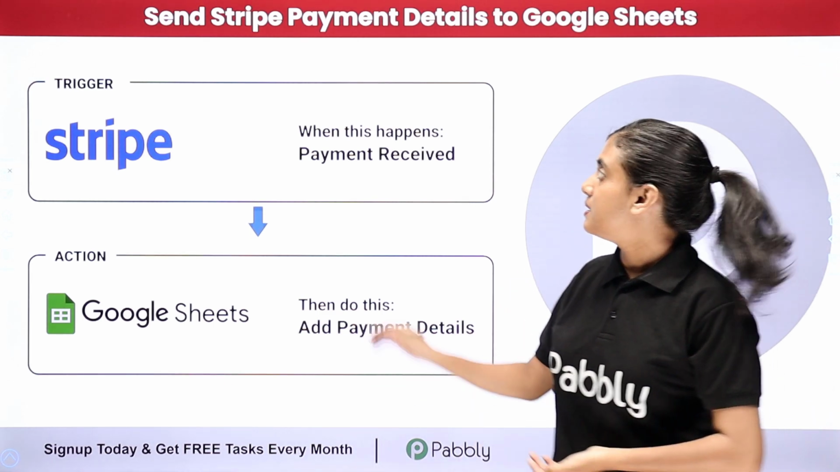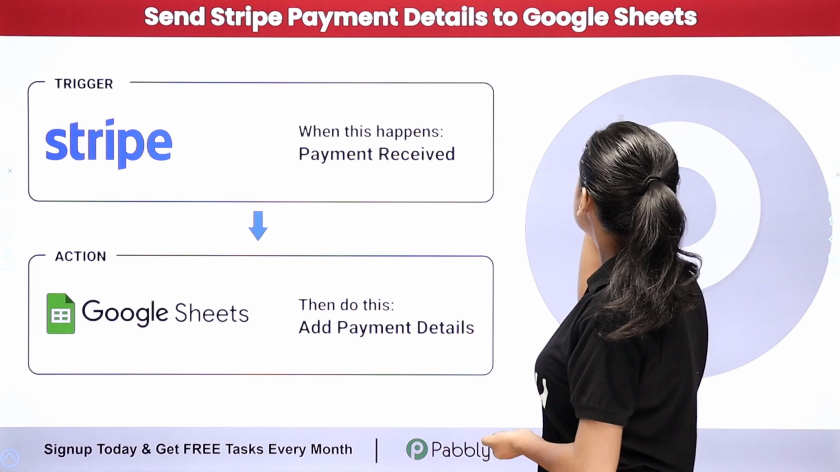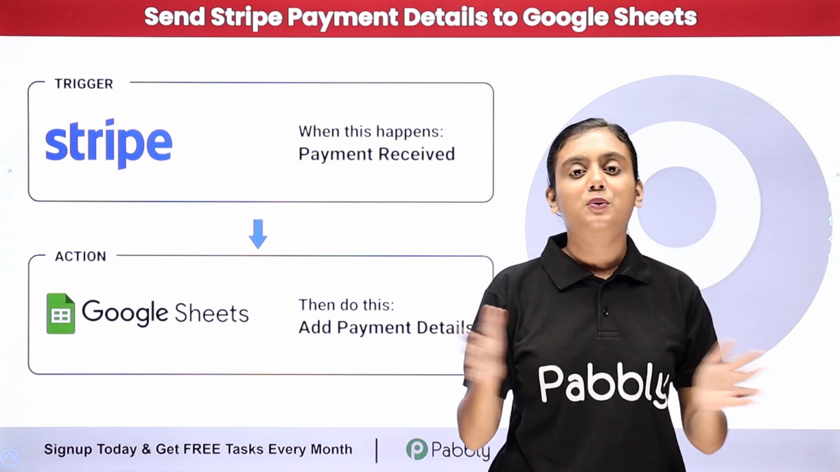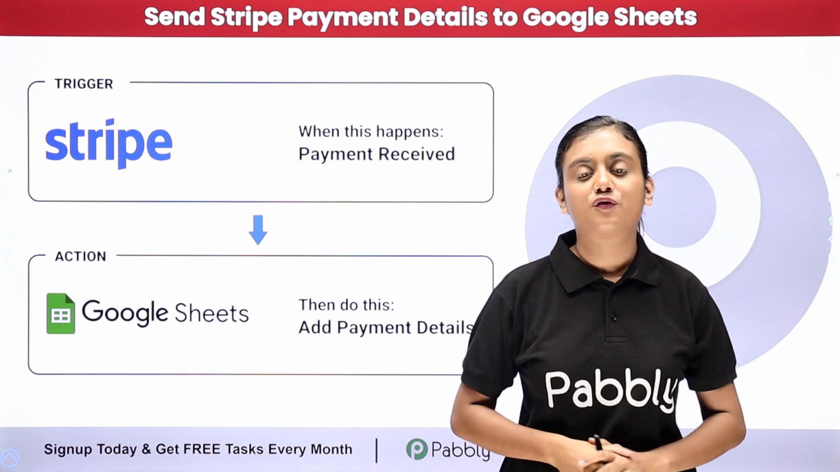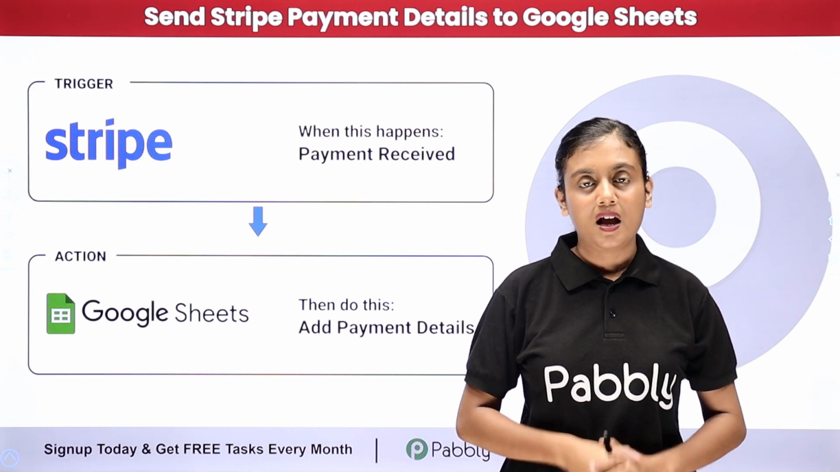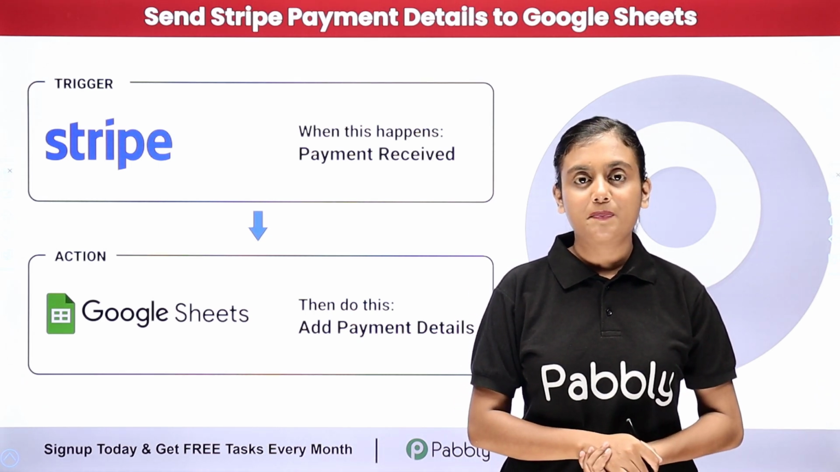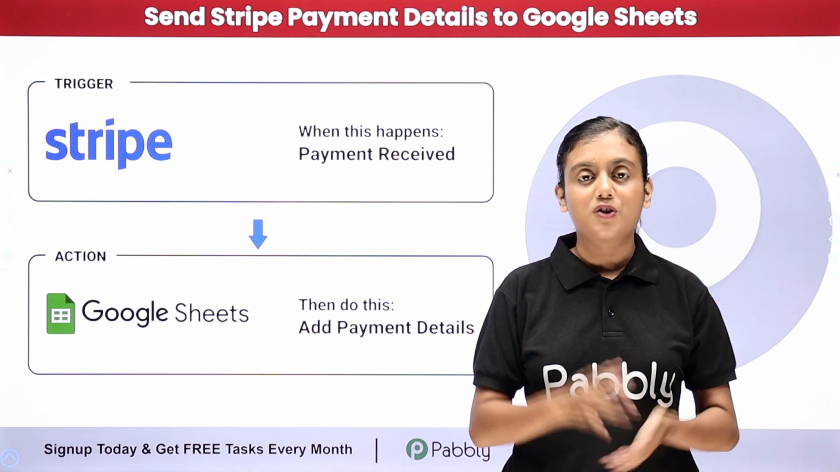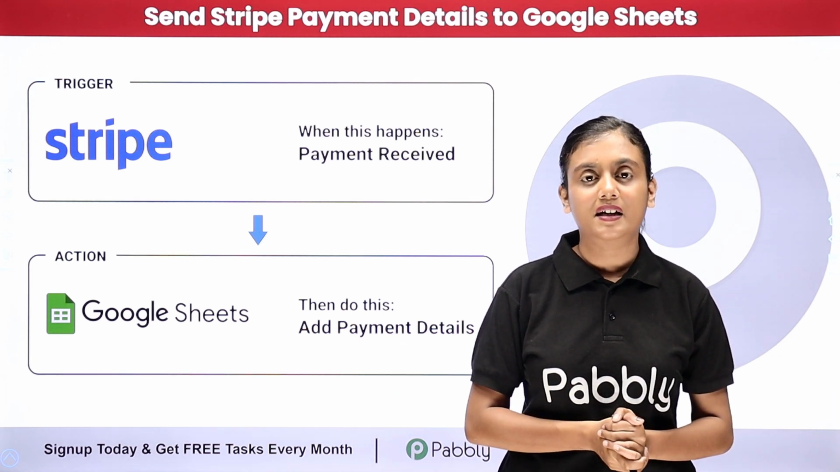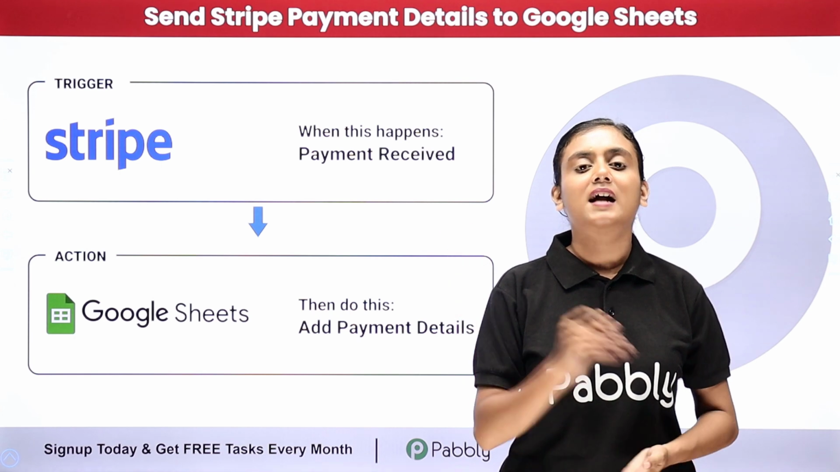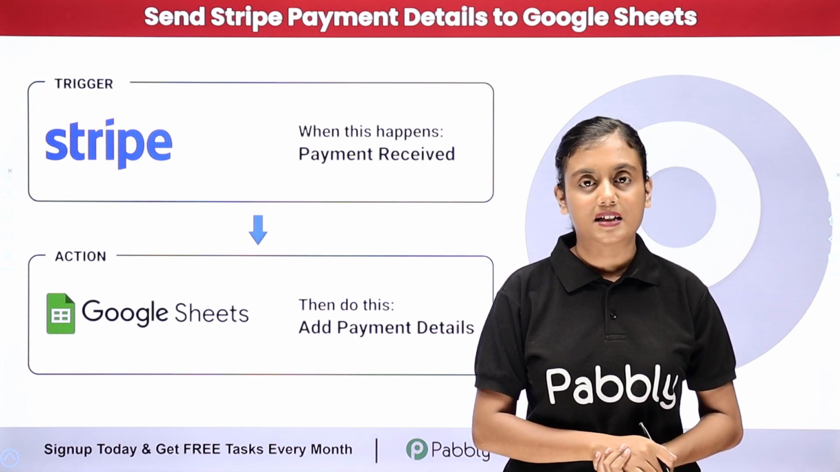In this video, we're going to learn how to send Stripe payment details to Google Sheets. So I am an owner of a business and I collect the payment from my customers on Stripe. Over here, what I want is that as soon as the payment is done by the customer, automatically the record of it should be created in my Google Sheets. And doing that manually is a very time consuming and hectic process.